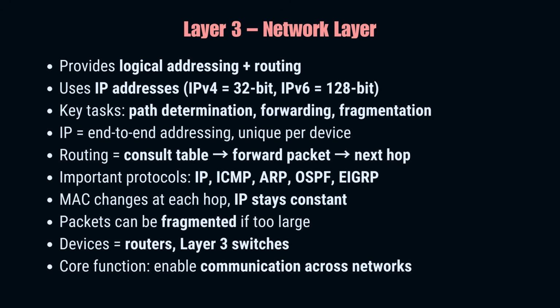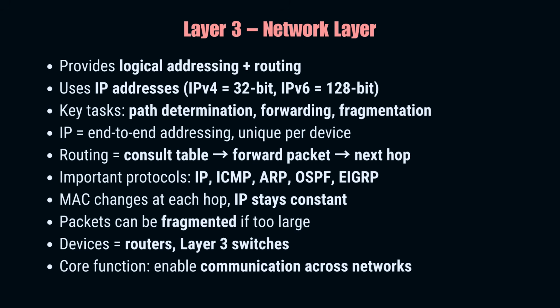The network layer provides logical addressing and routing, enabling end-to-end communication across multiple networks using IP addresses. Key functions include logical addressing with IPv4, 32-bit, and IPv6, 128-bit addresses, path determination through routing table consultations, packet forwarding between different networks, and fragmentation when packets exceed link capacity.